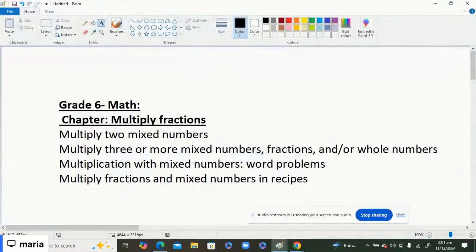So today we are here for grade 6 maths. The chapter we discuss today is multiply fractions, and the lessons we discuss today are: multiply two mixed numbers, multiply three or more mixed numbers, fraction and whole number multiplication with mixed numbers, word problems, and multiply fractions and mixed numbers in recipes.